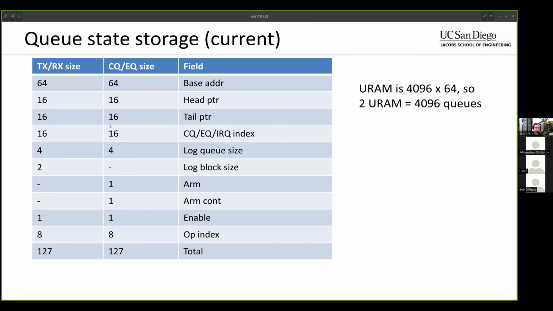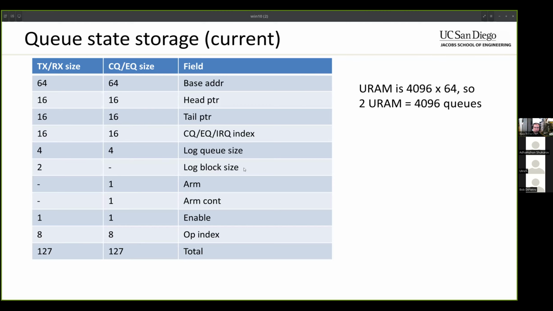All right, so here's what the current queue state storage looks like. We have a base address, head and tail pointers into the ring buffers, and the completion queue, event queue, or IRQ index, depending on the queue type. Then we have log queue size, log block size, arm and contiguous for the completion event queues, enable, and operation index, which is used internally for coordinating multiple operations. These all fit into 2 UltraRAMs. An UltraRAM is 4096 by 64, so 2 UltraRAMs will store the state for 4096 queues. That's pretty efficient. But a couple of these fields can go away.